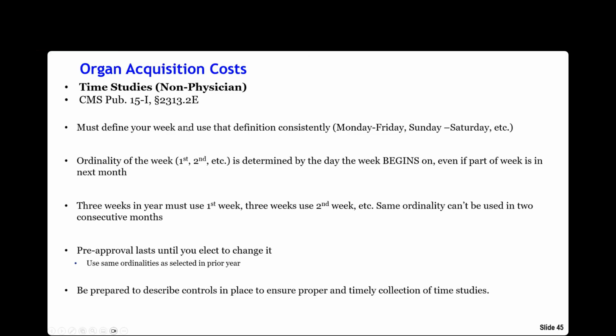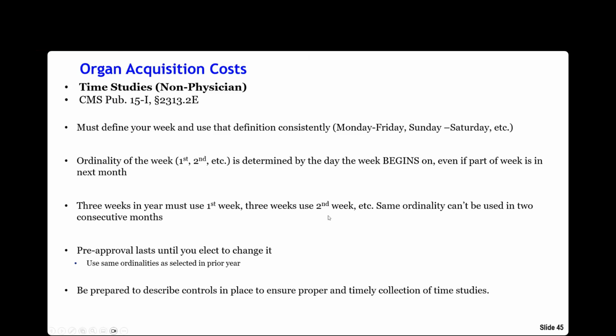So when you submit the request, again, you have to define that week and use that definition consistently. We're not saying you can never change it, but you can't just go back and forth year to year. You have to put that change in the justification in the request. The ordinality that you're using, the first, second, third, or fourth, is determined by the beginning of the week. So in some cases, that week may have begun in January, but ended in February. It's still a January week, even if it's just one day in that month. It's all about when it began.